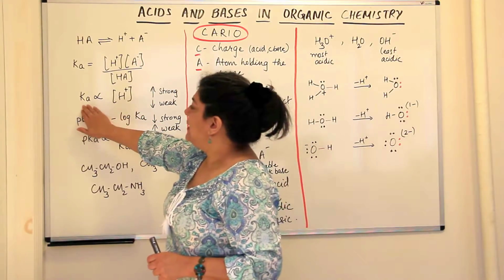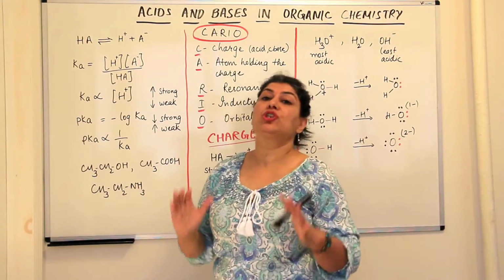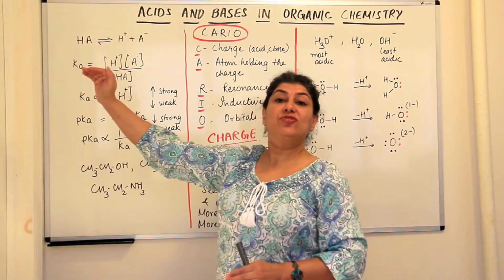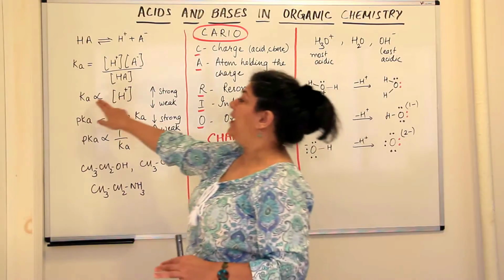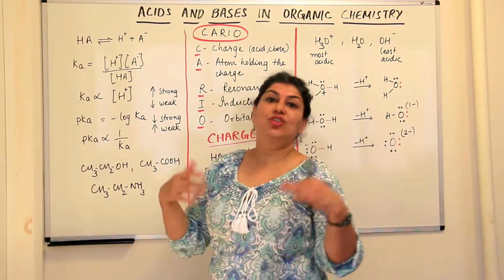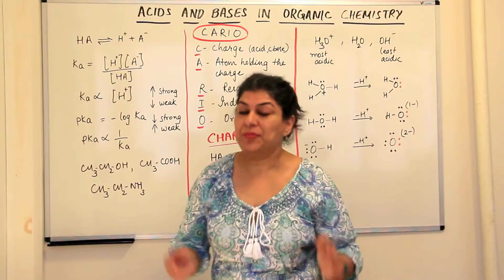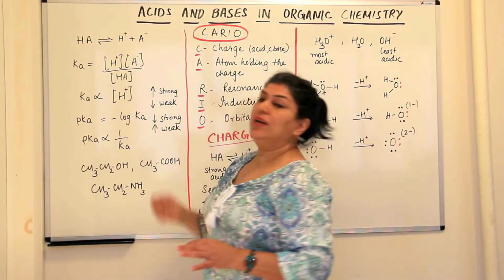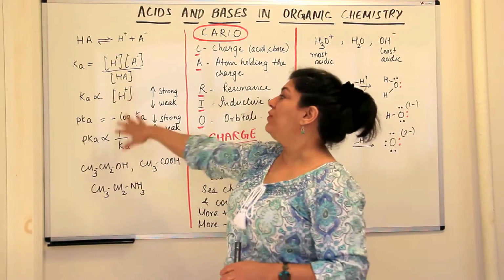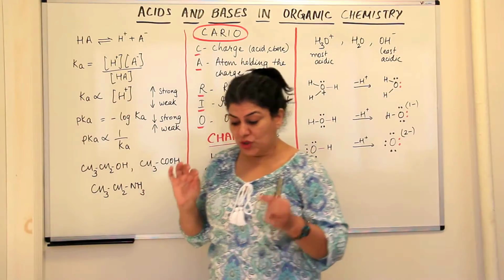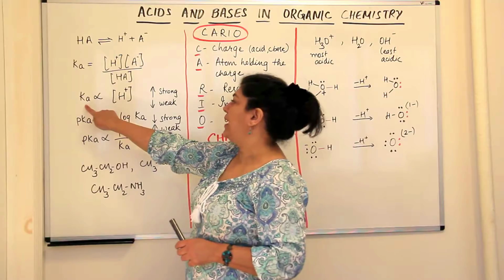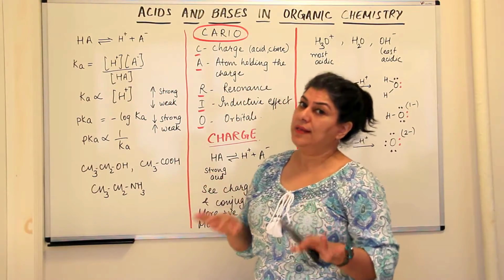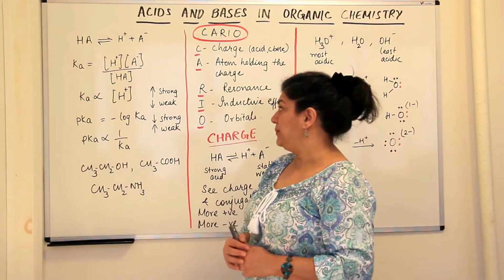So we find that Ka is directly proportional to the concentration of H positive. Then the higher the concentration of H positive, or the higher the value of Ka, the stronger would be an acid. And the lower the concentration of H positive ions, the weaker would be the acid, or lower would be the value of Ka. So high values of Ka mean it's a strong acid, and low values of Ka indicate a weak acid.